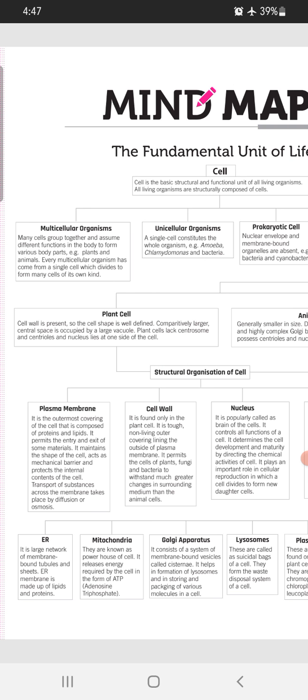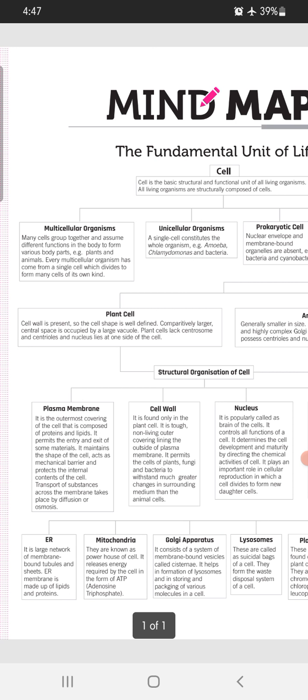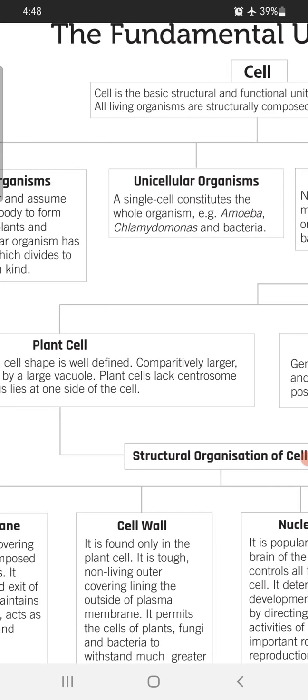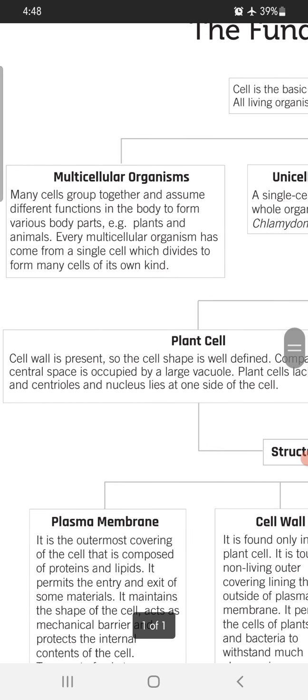Now, on the basis of the number of the cells present inside the organism's body, organisms are divided into two types. Either they are the unicellular organisms or they are the multicellular organisms. Unicellular organisms are those organisms having a single cell inside their body. For example, amoeba, chlamydomonas, bacteria. Whereas the multicellular organisms have a large number of cells present inside their body, and so they are called multicellular organisms, for example, plants and animals.